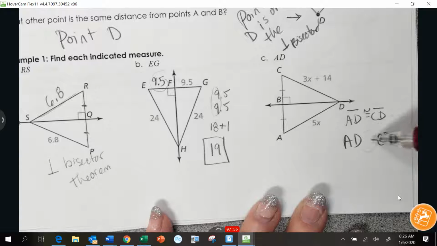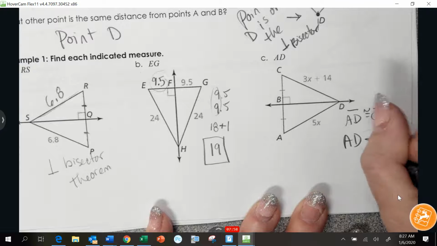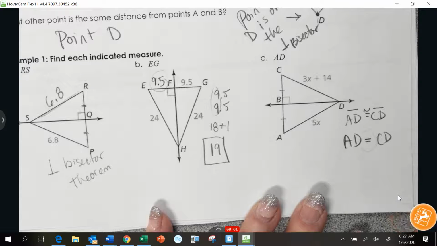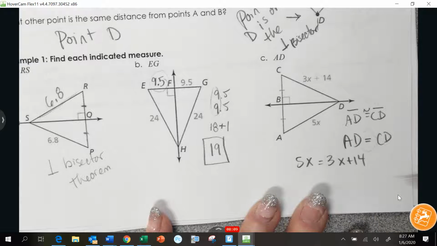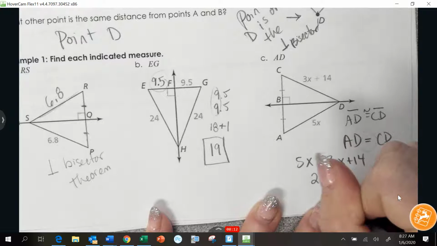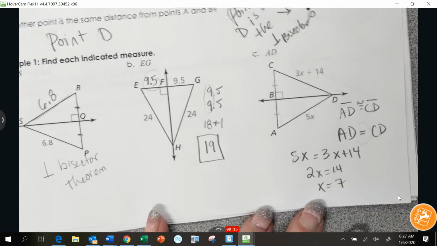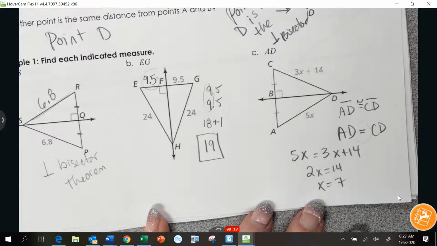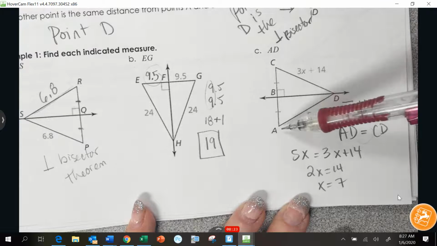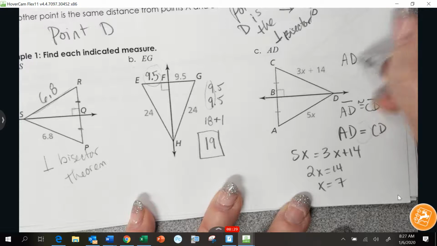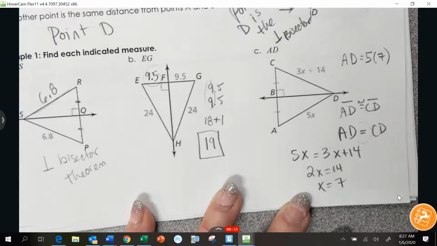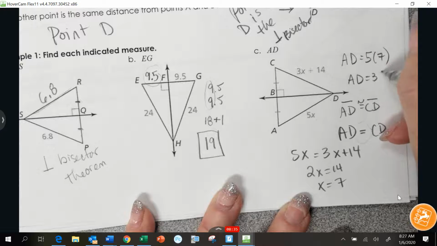This is review from last semester. Yeah, equals. So you're going to say they're equal to each other. So now what is AD? 5x. And what is CD? 3x plus 14. So that's your substitution. We're going to solve that equation. x is 7. Is that my answer? No. Why not? Right. We want to know AD, so we have to plug in for x. We need to know 5 times 7, which is 35. There we go.